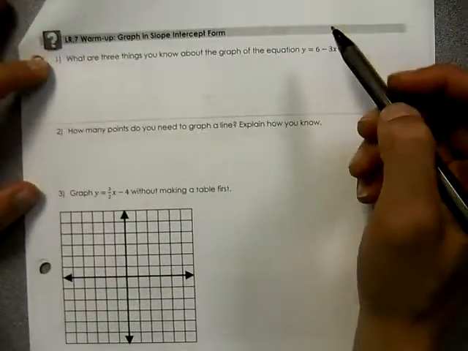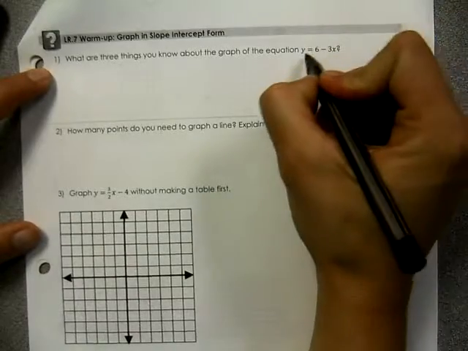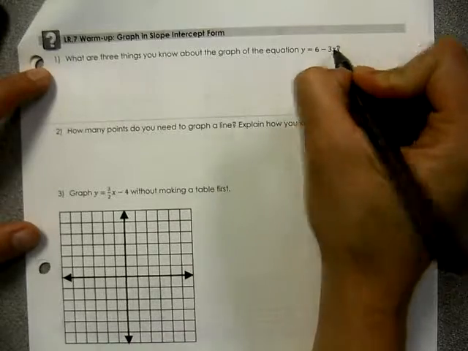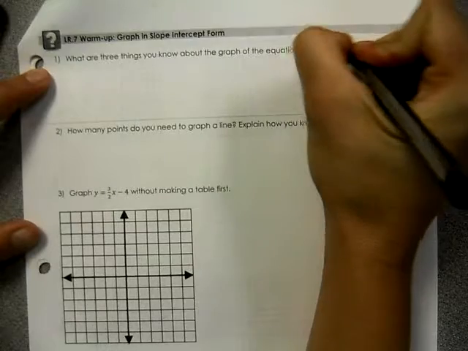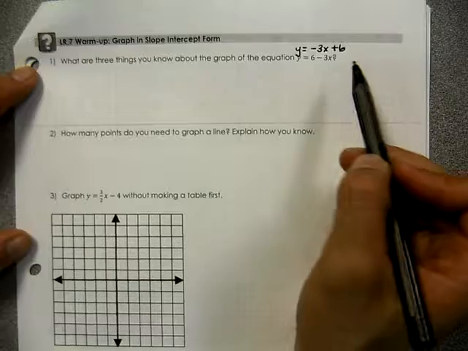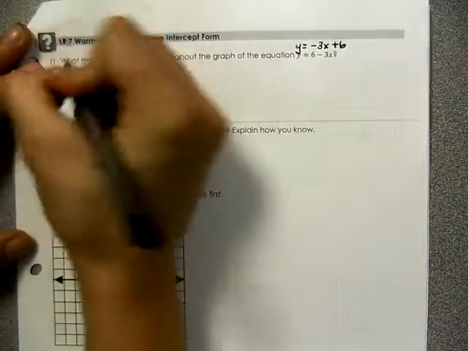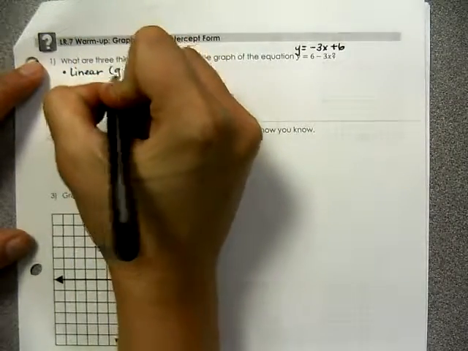Alright, when I'm thinking through number 1, it says, what are 3 things you know about the graph of this equation? Well, first of all, it's y equals a constant and then minus 3 times x. And I could rewrite that as y equals negative 3x plus 6. That's a positive 6. And this looks like y equals mx plus b, or the slope-intercept form that we were talking about yesterday or earlier in the unit. So right off the bat, one thing I know is that this is a linear function. So the graph is a line.